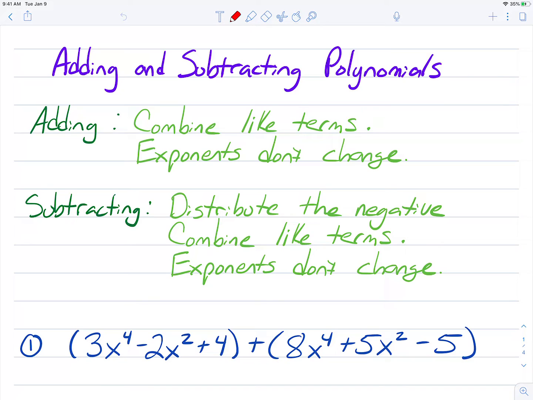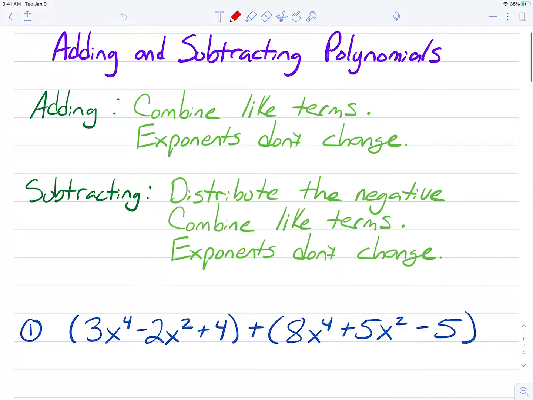If you're going to be subtracting the polynomials, the first thing that you need to make sure you do is distribute the negative. That's the biggest mistake I've seen made, is losing negatives. So please write it down correctly and distribute your negatives. Once you've done that, it's just, again, combining like terms, and don't forget that exponents don't change.